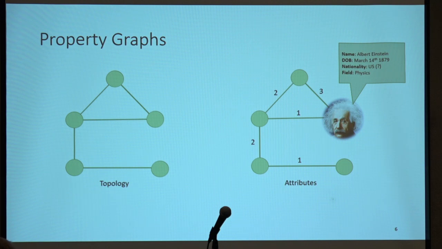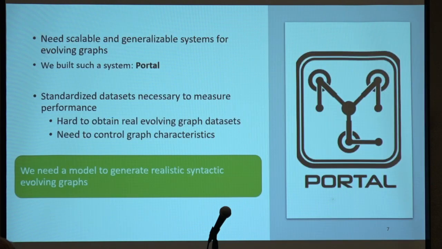Also, graphs can have properties, they can have attributes. It's not just about topology. Both edges and vertices can hold any kind of attributes, such as in any other databases. We need a scalable system to query and store those evolving graphs. We are already working on such a system. We named it Portal. To measure the performance of that system, we need a standardized data set.